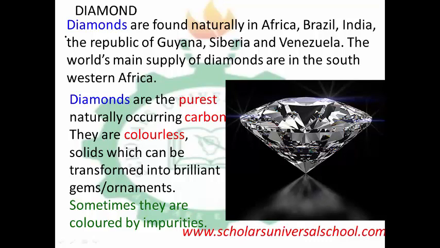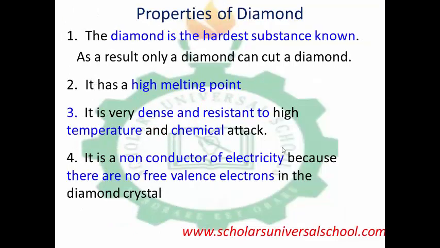At times, you may see some diamond with characteristic colors. It is not really that diamond has that color, but it is because of some impurities that are associated with diamond. Those impurities actually give it those colors. So let us look at the properties of diamond. One, just as we have said, it is the purest form of carbon. It is the hardest substance ever known on Earth.